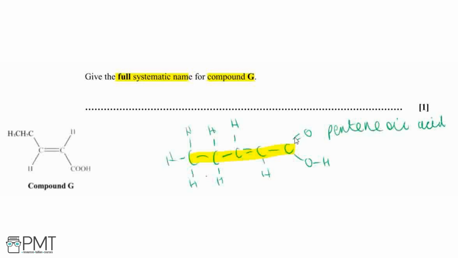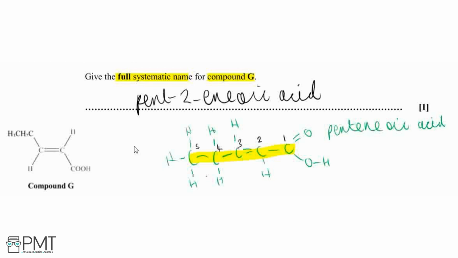So whenever we've got a carboxylic acid, because this functional group always has to be on the end of a carbon chain, we always label that as carbon number 1. So let's number the rest of the carbons in the chain. We can see from this that our double bond is between carbons 2 and 3. So therefore we go with the lowest number, and this is going to be pent-2-enoic acid overall.